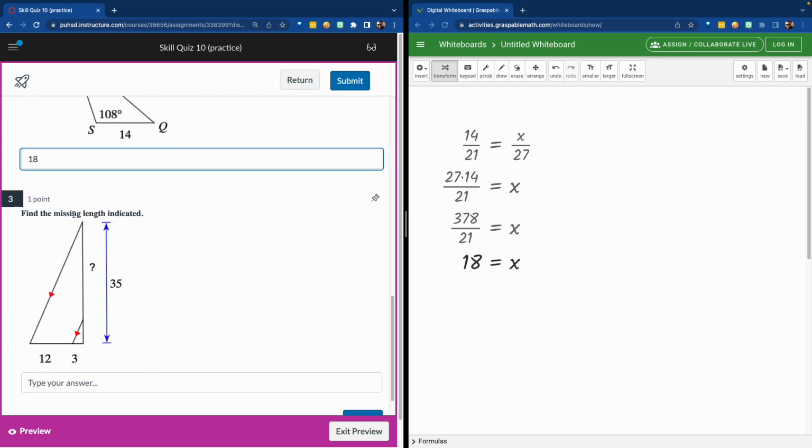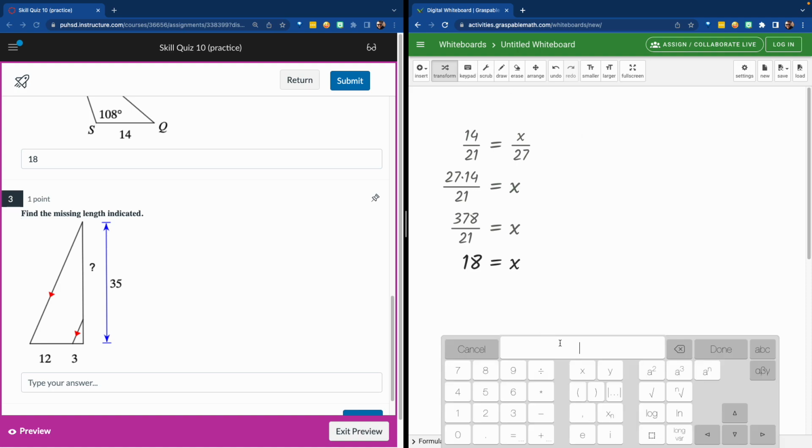The next one says find the missing length indicated. This one's a little bit harder. There's more than one way to do this for sure, but I'm going to look at it as two triangles. I see this little triangle and it has a little side of 3. So I'll put 3 over, and then I want to figure out what the long side of the same side of the triangle is. Well, it's actually not 12, because 12 just represents this second piece to it. The whole thing would be 12 plus 3, because it's got both pieces together to make the whole triangle.